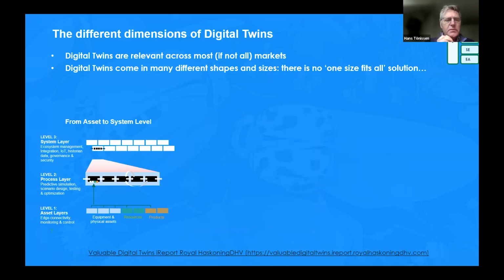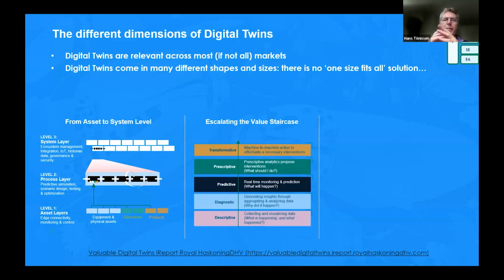You can look at digital twins on a certain level, a very low level, from assets to a system level where processes are in and business services are being generated. It's also a matter of maturity: is it only for the descriptive, or is it also for diagnostic, predictive, prescriptive, or even transformative? They call that the Gartner staircase, or value staircase.